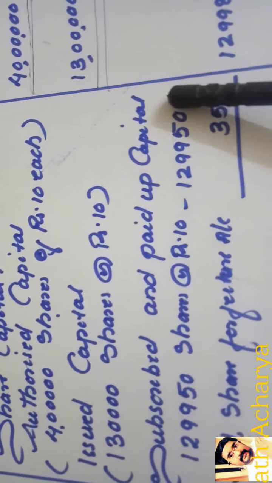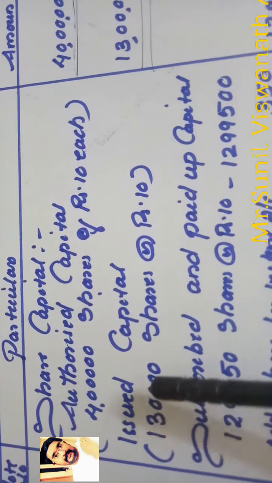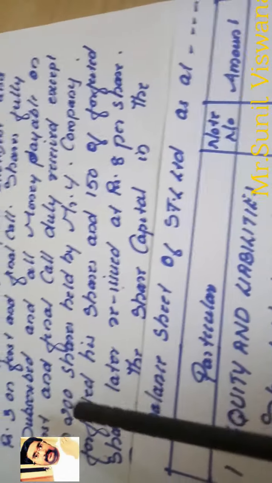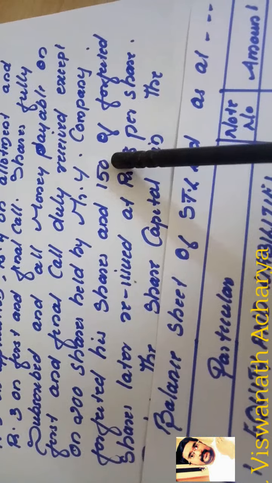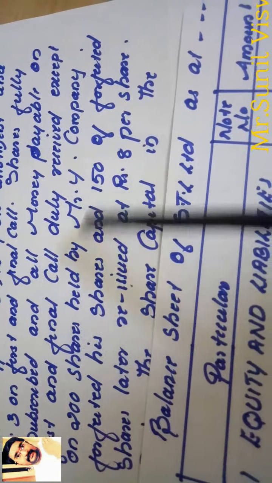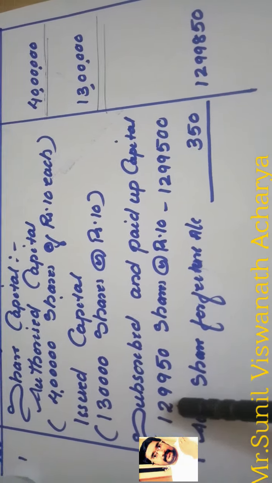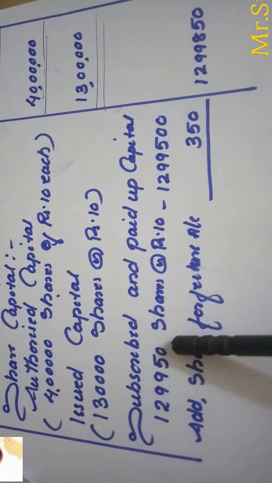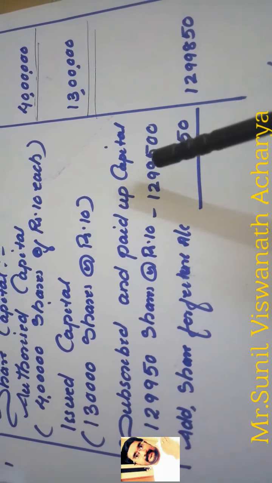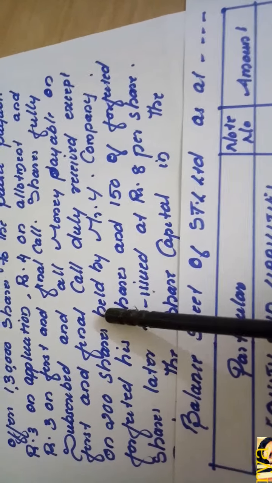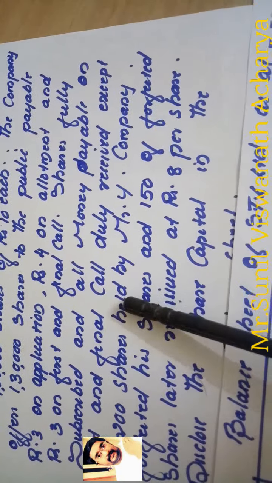Then we have to show subscribed and paid up capital. Here we know the company subscribed 1,30,000 shares. Fully subscribed, so 1,30,000 shares. But out of this, 200 shares the company cancelled and later 150 were reissued. So 200 cancelled and 150 reissued means now finally how much is only cancelled? 50 shares. So out of 1,30,000 shares, 50 shares the company cancelled now. So balance shares is 1,29,950 shares. Face value is at the rate of 10, total 12,99,500. In this, calls in arrear will not come, because the 200 shares were forfeited. At the time of forfeiting, we cancel calls in arrear, so calls in arrear never come.